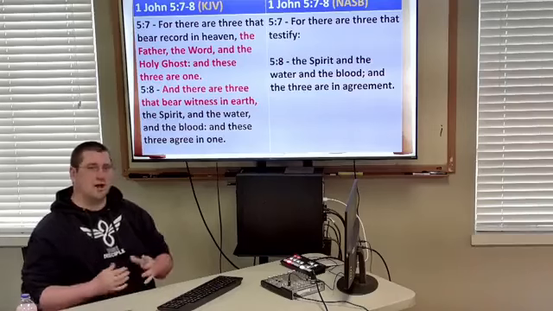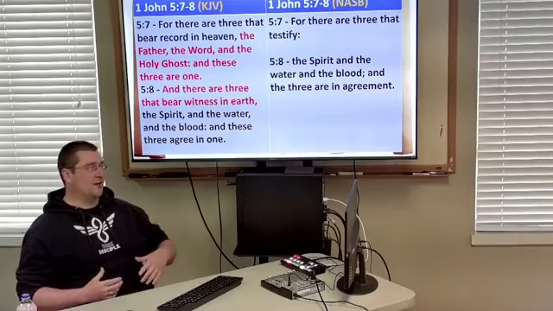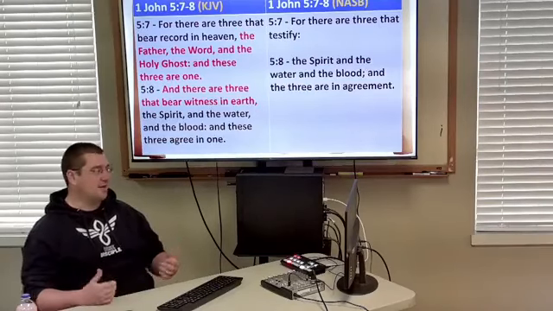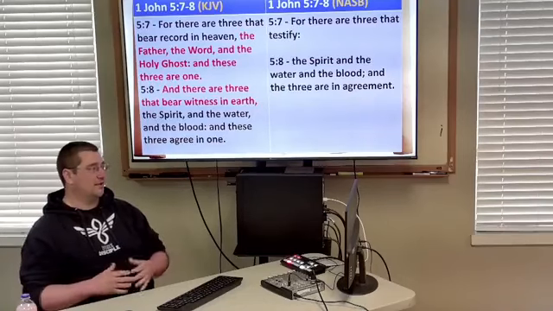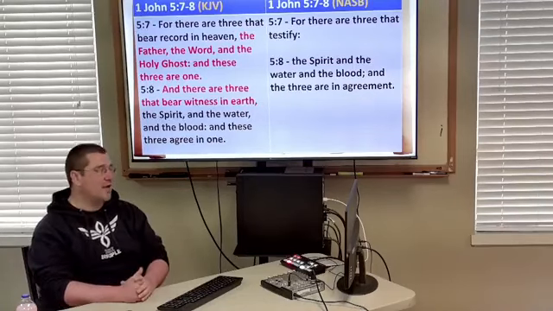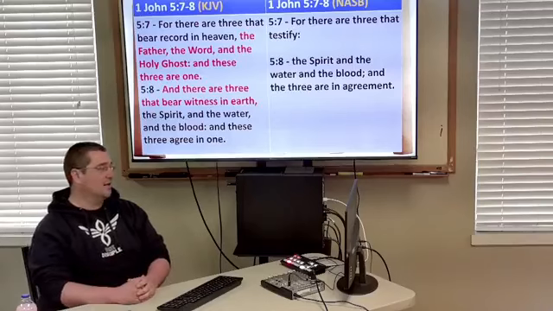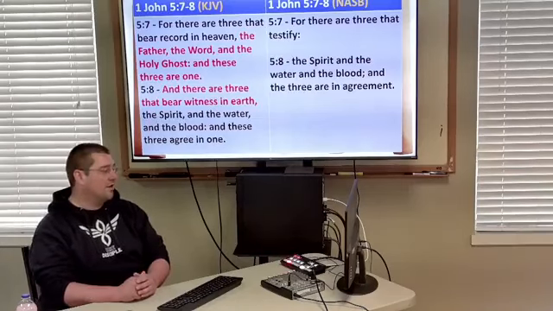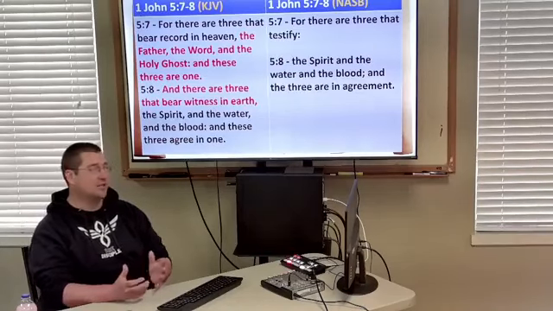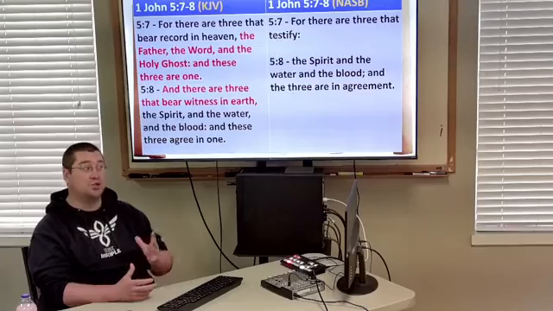But it's not really the whole verse. It's not the whole verse of 7 and not the whole verse of 8. But you'll notice that the section in red there, it says, "For there are three that bear record in heaven," and then there's a comma. It says, "The Father, the Word, and the Holy Ghost, and these three are one. And there are three that bear witness in the earth, comma, the Spirit and the water and the blood, and these three agree in one." Hence the name Comma Johanneum, meaning John's comma.